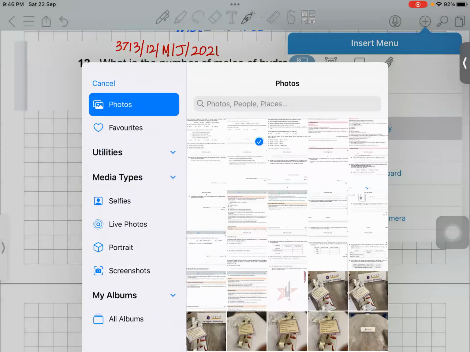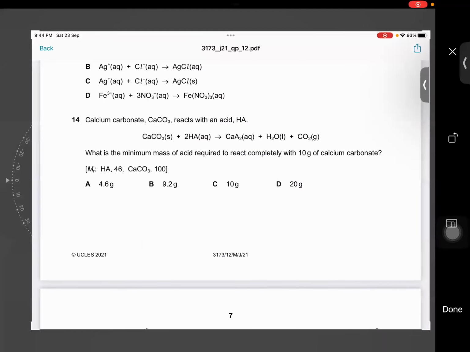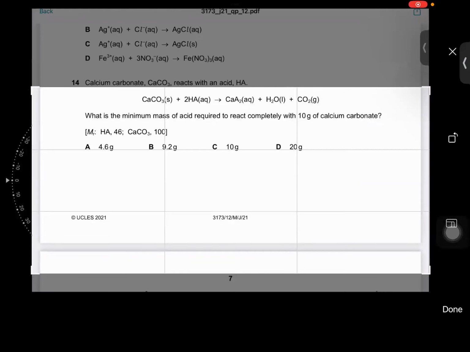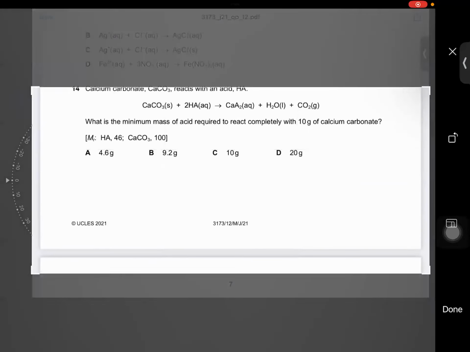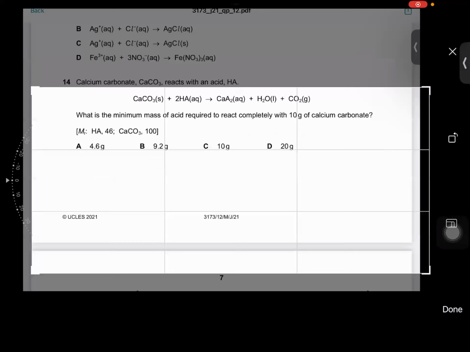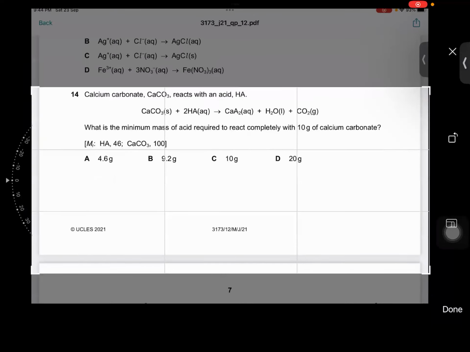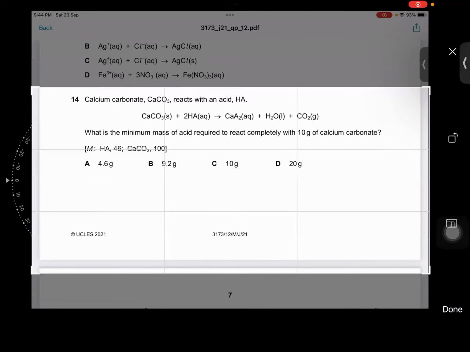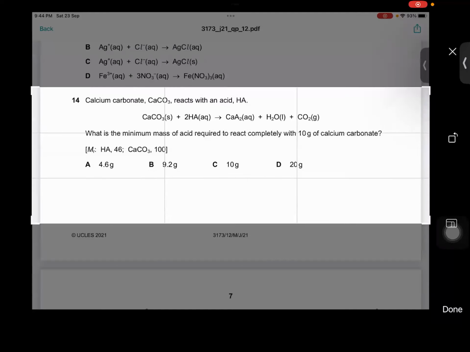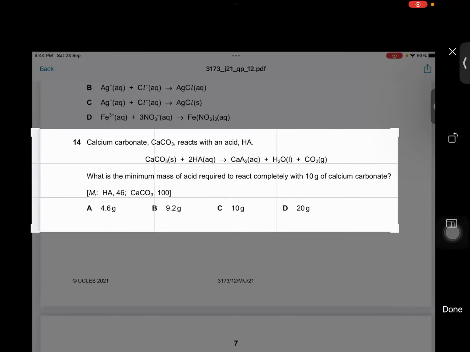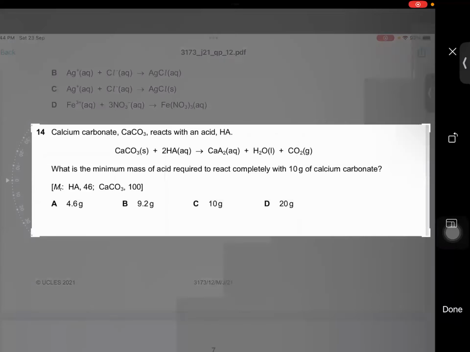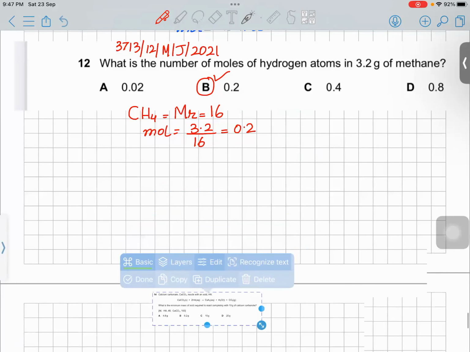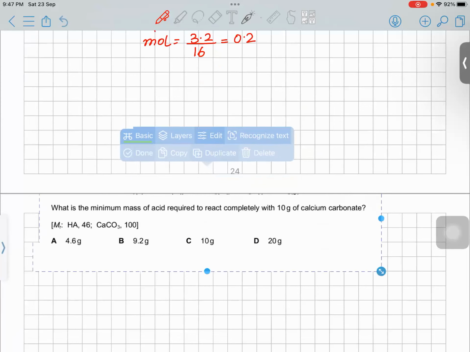Sir, but then what do you mean by moles of hydrogen atoms? Because there is carbon atom also in methane. Okay, just a minute. Moles of hydrogen is required. I will check it. If moles of hydrogen are required, then our answer is wrong. Oh, moles of hydrogen are required.